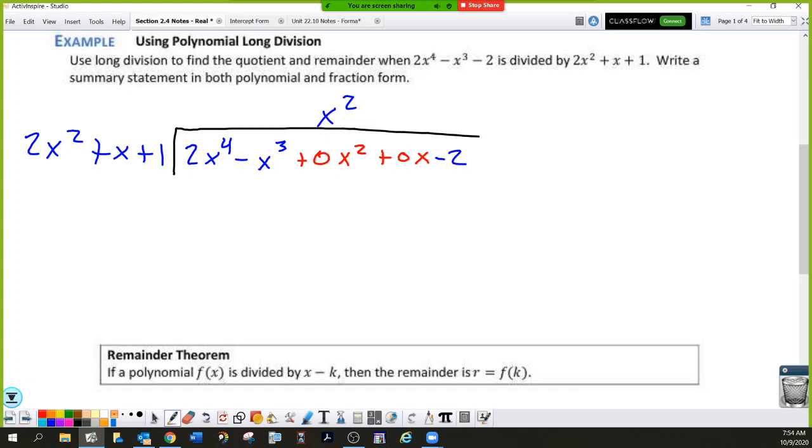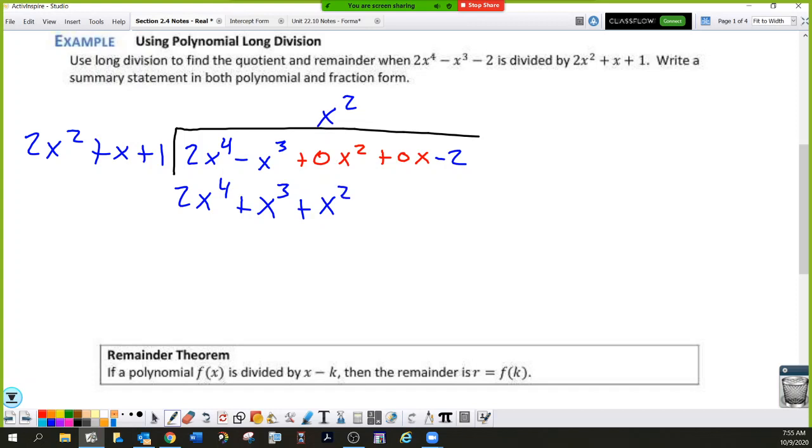You're going to take that x squared and distribute it to the divisor on the outside. I'm going to erase these lines so you don't write them, but you're distributing to all three of those positions. And when you do, you will get 2x to the fourth, they match, plus x to the third, like terms lining up perfectly, plus x squared.